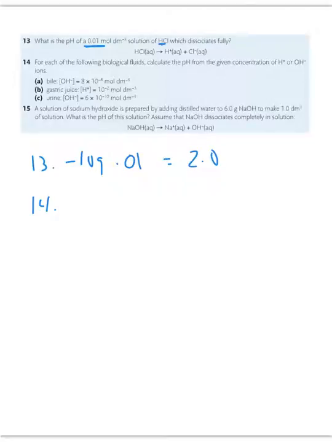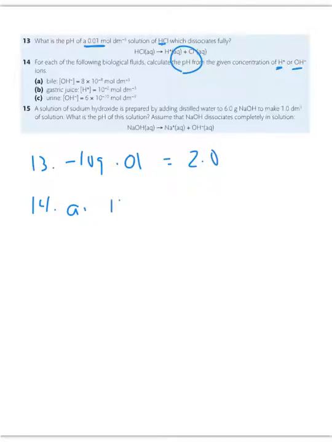For number 14, for each of the following biological fluids, calculate the pH from the given H plus or OH minus. Now they want pH regardless of whether they give you H plus or OH minus. So for A, if I have OH minus, I can either take the negative log of that and then subtract from 14, or I could take this and divide 10 to the minus 14th. So I've got two ways to do A. I'll show you both ways, and then I'll just give you one solution after that.